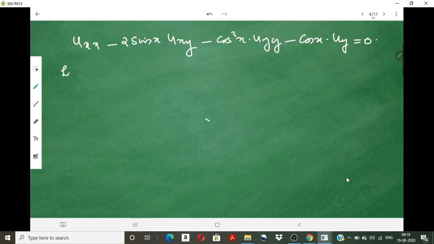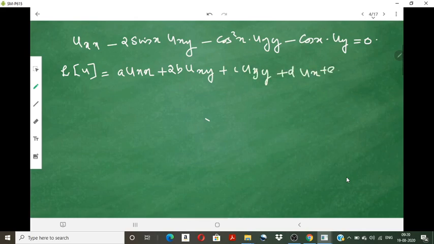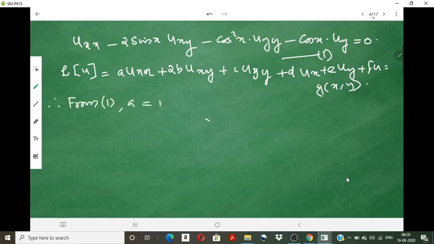So, comparing with the standard equation, Lu is equal to A u_xx plus 2B u_xy plus C u_yy plus D u_x plus E u_y plus F u equal to G of x,y, isn't it? So comparing with this equation number 1, from equation number 1, here A is equal to what? A equal to 1, B equal to minus sin x and C equal to minus cos squared x.